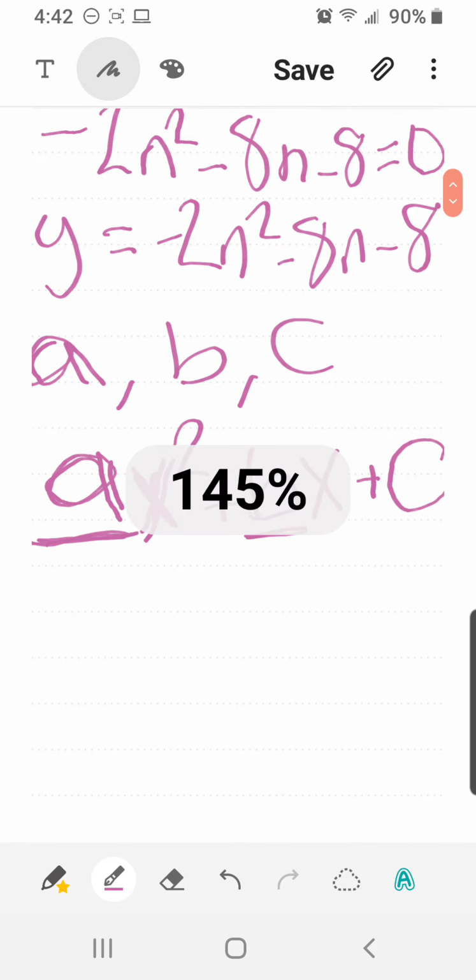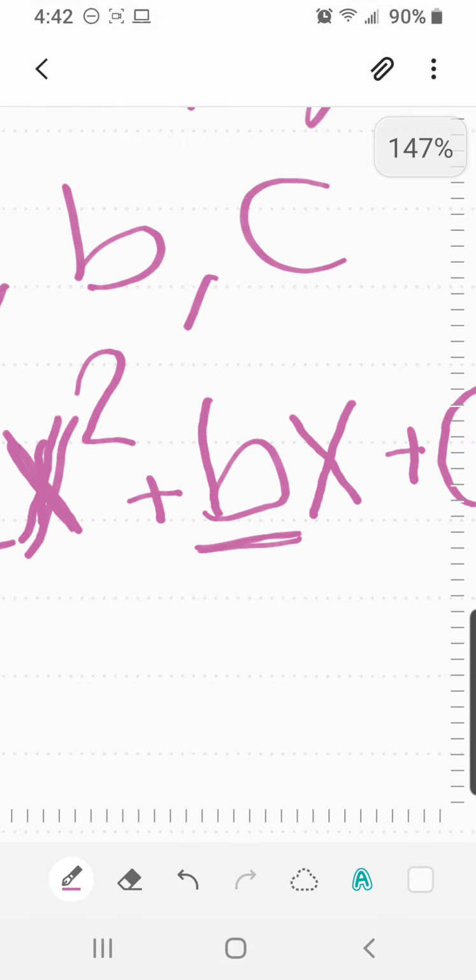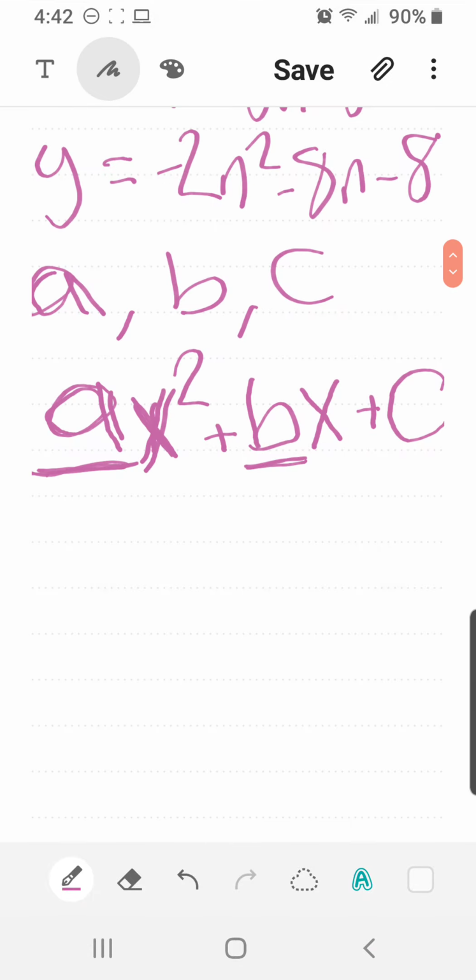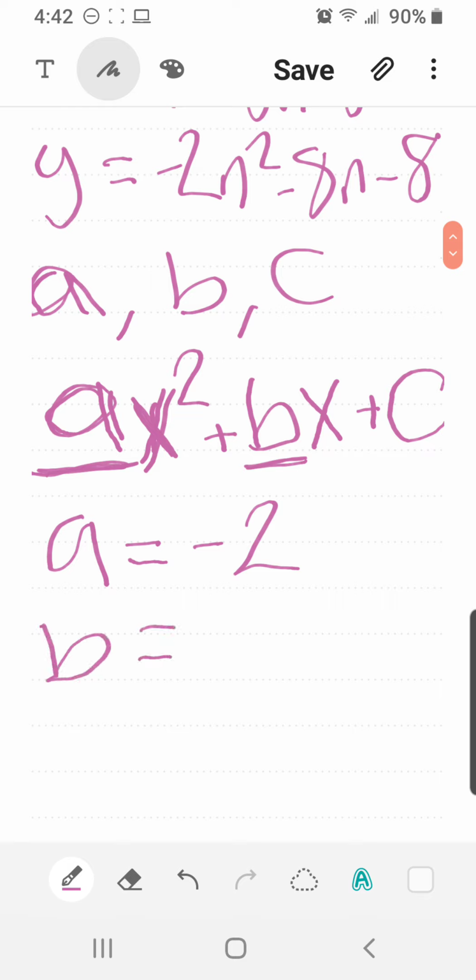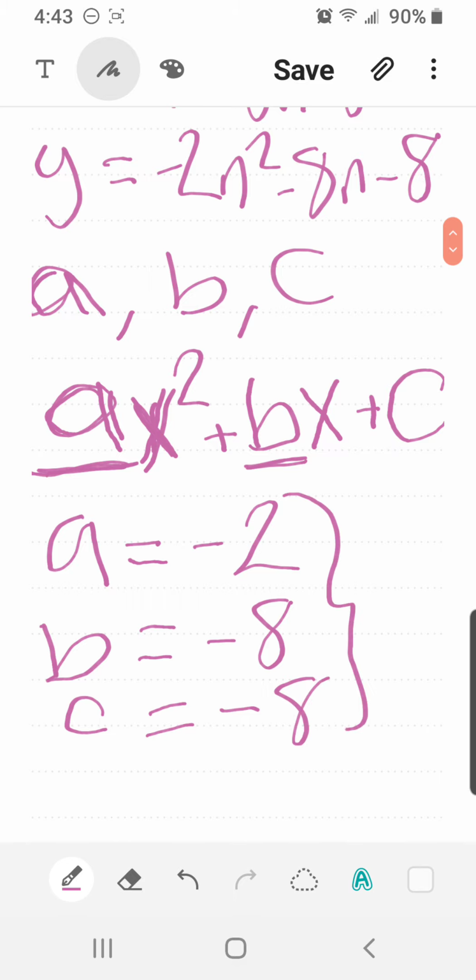So let's look at this equation. I have my A in front of my n squared is -2. I have my B is equal to -8. And I have my C is also equal to -8. Make sure you include the signs, okay?